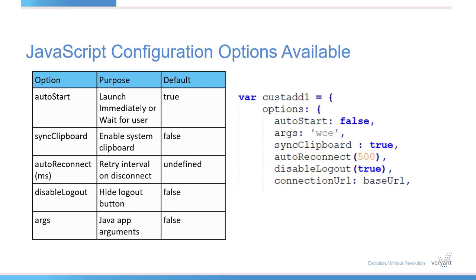You can also add some useful options for this div in your JavaScript. Some of these are autoStart, which lets you delay launching until the user clicks a button. syncClipboard lets users paste data from their computer. autoReconnect automatically retries if the connection drops. args passes command line arguments to your COBOL program. On the right is an example of the JavaScript var section with some of these options set.